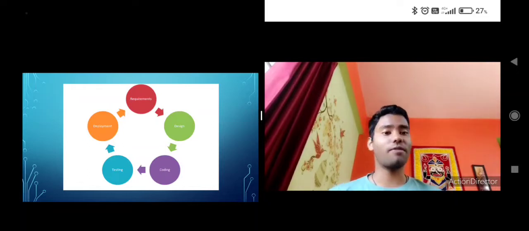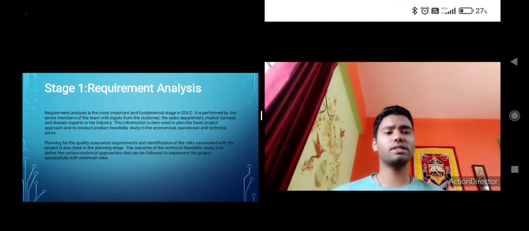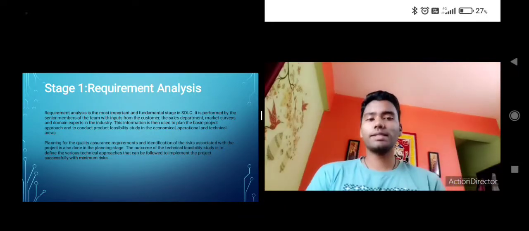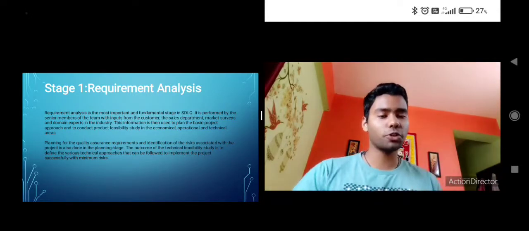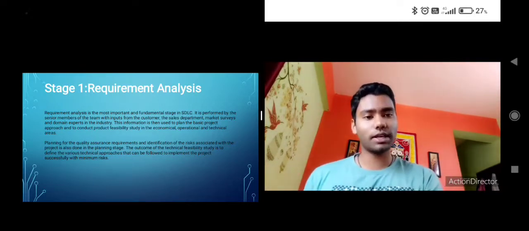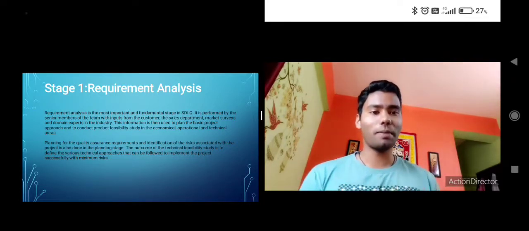Starting off, we have our first stage, that is requirement analysis. In requirement analysis, we understand the requirement of our user. Now let's understand that with an example. Suppose a client has approached a company and given them a task to develop a particular software. Now the company assigns a team and that team goes and approaches the client and tries to understand what he actually wants from that particular software.